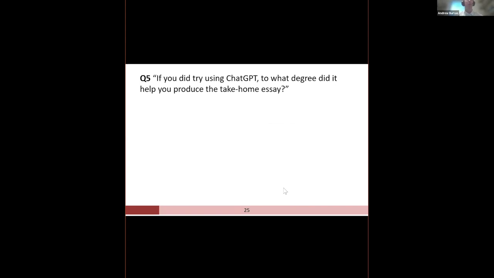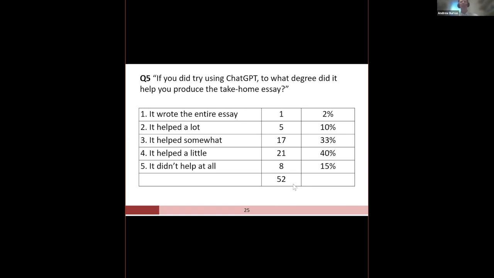Now, for those who did try using it, I said, to what degree did it help you produce the take-home essay? And I ran the same survey that I had previously in class. And I look at this, and to me, it's very validating. The vast majority of them found that it helped somewhat, a little, or didn't help at all.